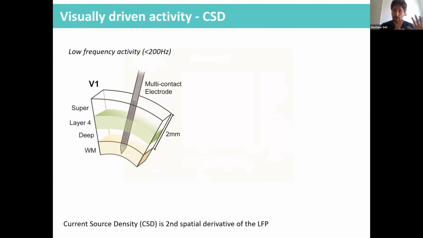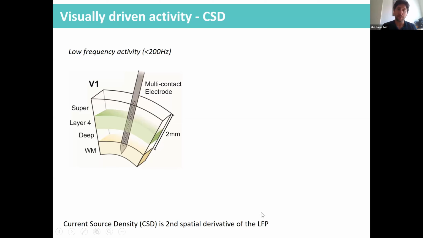Now we've been looking at spiking activity, high frequency activity, but we know from previous studies that the BOLD signal actually correlates more with low frequency activity, so more with the local field potential. So it's interesting also to look at the local field potential across the different layers.